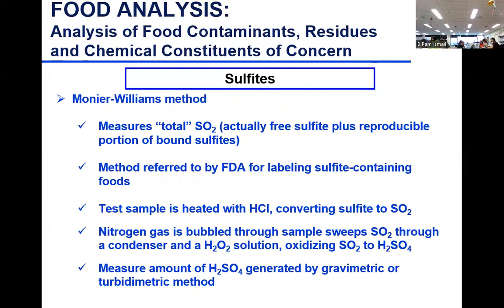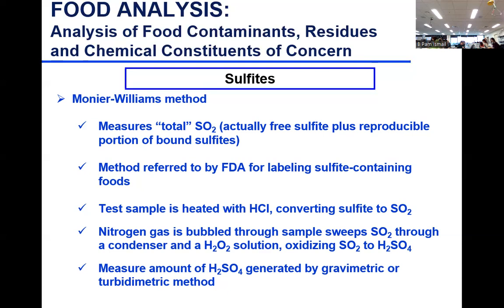You want to remember the Monnier-Williams method. That's the method that the FDA referenced. It measures total sulfur dioxide that is free and some bound. So in order to determine the sulfites in the form of SO2, you heat with HCl. The HCl is going to convert all or most of your sulfite into sulfur dioxide.